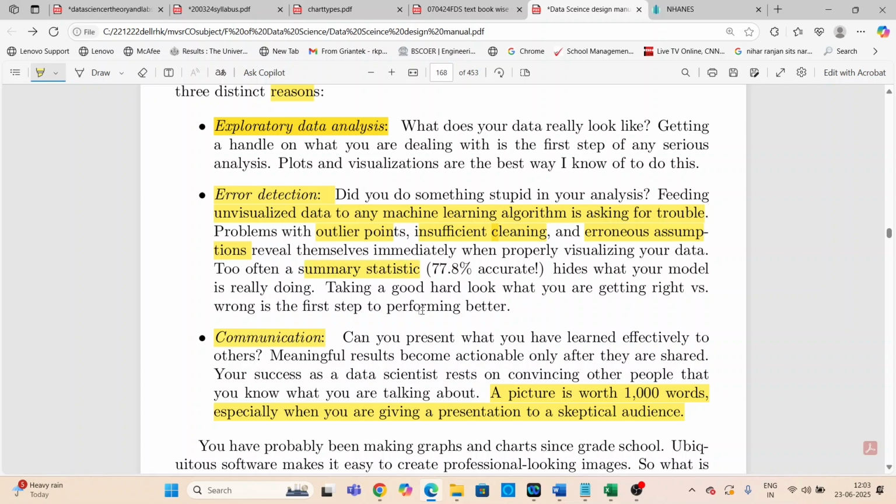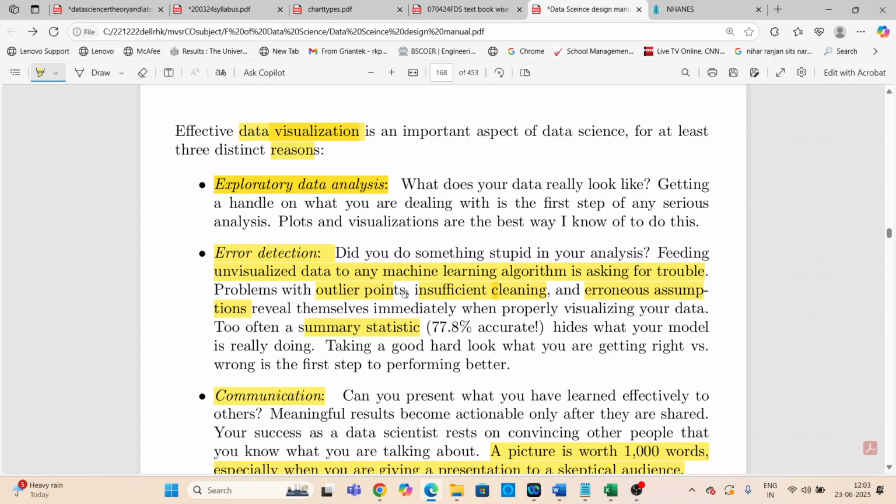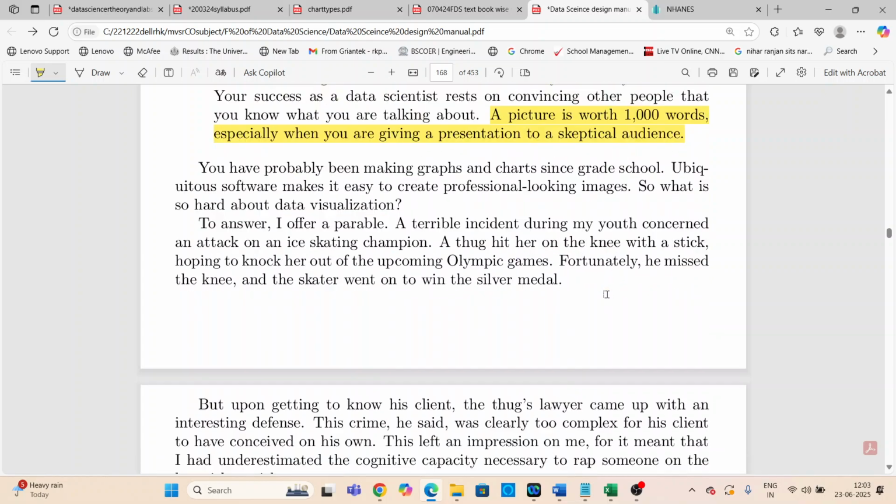Now, the third reason mentioned in this book for data visualization is communication. They say a picture is worth 1,000 words, especially when you are giving a presentation to a skeptical audience. Even when you prepare your PPT, we tell you that your slides should have more tables and more pictures and fewer sentences. Writing a paragraph in the entire PPT is not advisable.